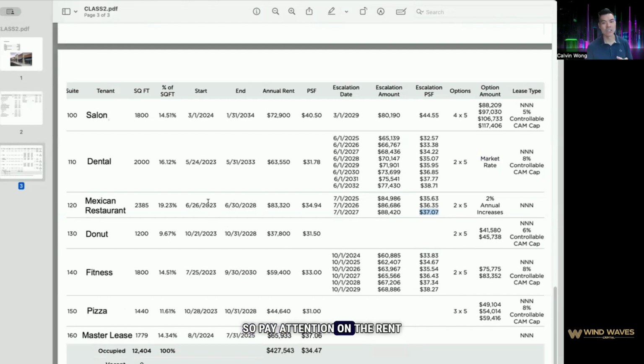So pay attention to the rent roll and the annual rent increases, if any. A typical structure is about a 3% annual increase because inflation right now is higher. Sometimes a landlord wants 4% or even 5% annual increases. Another typical rent structure is a 10% increase every 5 years, which is this salon tenant. This is a 10-year lease, but in 2029, year 6, it escalates 10% from $72,900 per year to $80,190 per year. So this is a fully leased property.